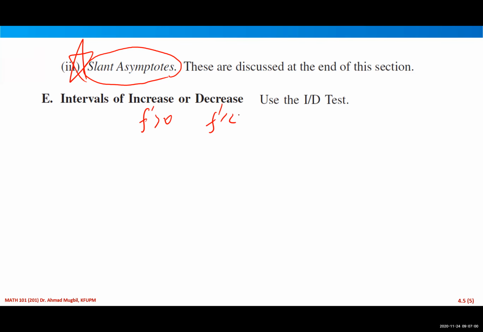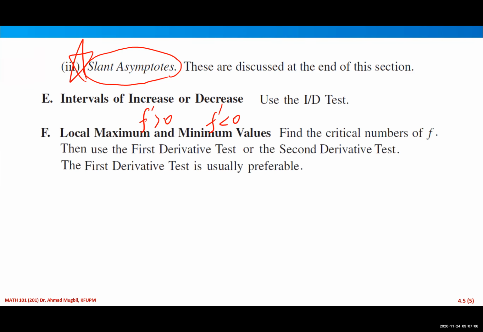If the derivative is negative over a specific interval, then it is decreasing. What else? The local maximum and minimum, you know, you have two tests. You can use the first derivative test or the second. This is up to you, but of course we prefer, guys, the first because it is easier.